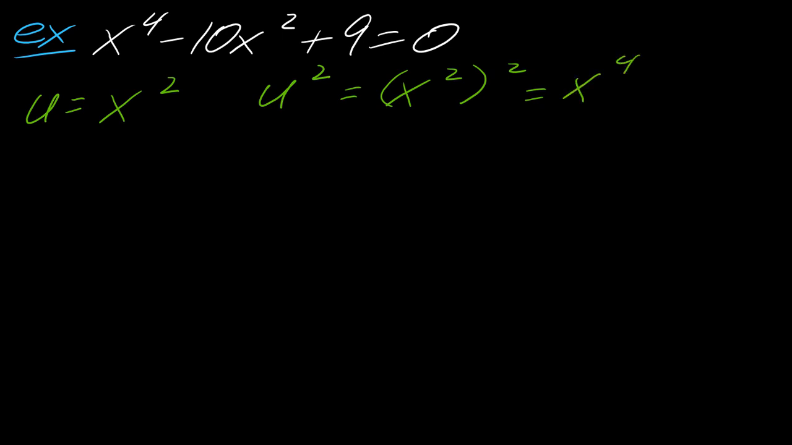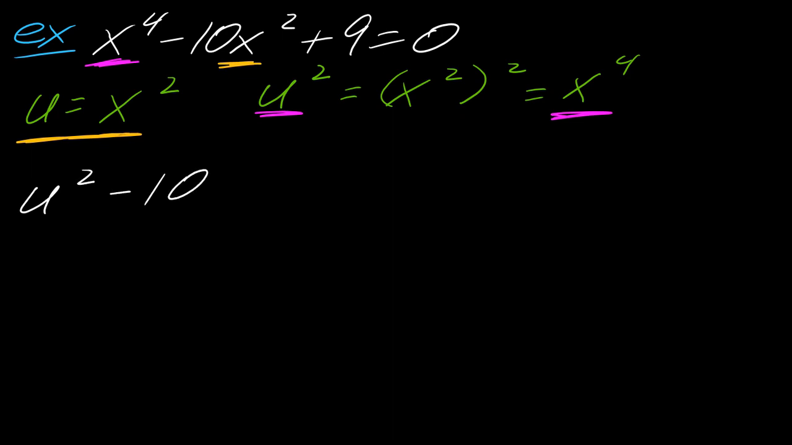I think it's really important to force yourself to do this little middle step, because it's a good way to convince your brain that you can actually do this, because sometimes you could look at some of these equations and they might not work out like this. Okay, so now where I had x squared, I'm going to replace it with u. Where I have x to the 4th, I'm going to replace it with u squared. You got it? So now, how can I rewrite this? u squared minus 10u plus 9 equals 0.